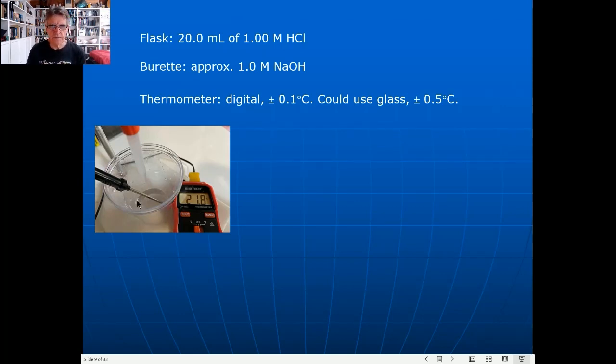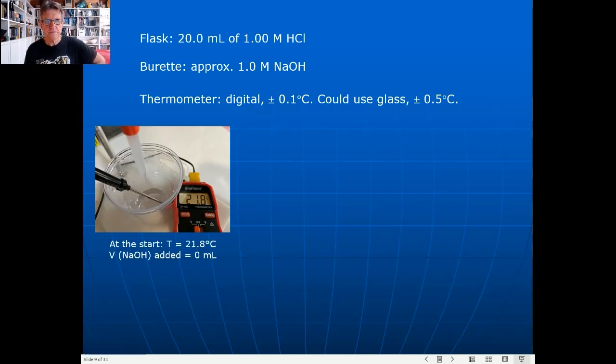Now, you'll notice I've got the probe in the liquid. There's the 20 mils of hydrochloric in the flask, if you like. I've used just a plastic cup, partly so that you can see what I was doing. Glass does absorb some heat from the reaction, but not a lot. And secondly, I could have put a little cover on that, like a polystyrene cover, to stop any exchange of heat between the environment and the liquid. Doesn't really make any difference, but you could check that out.